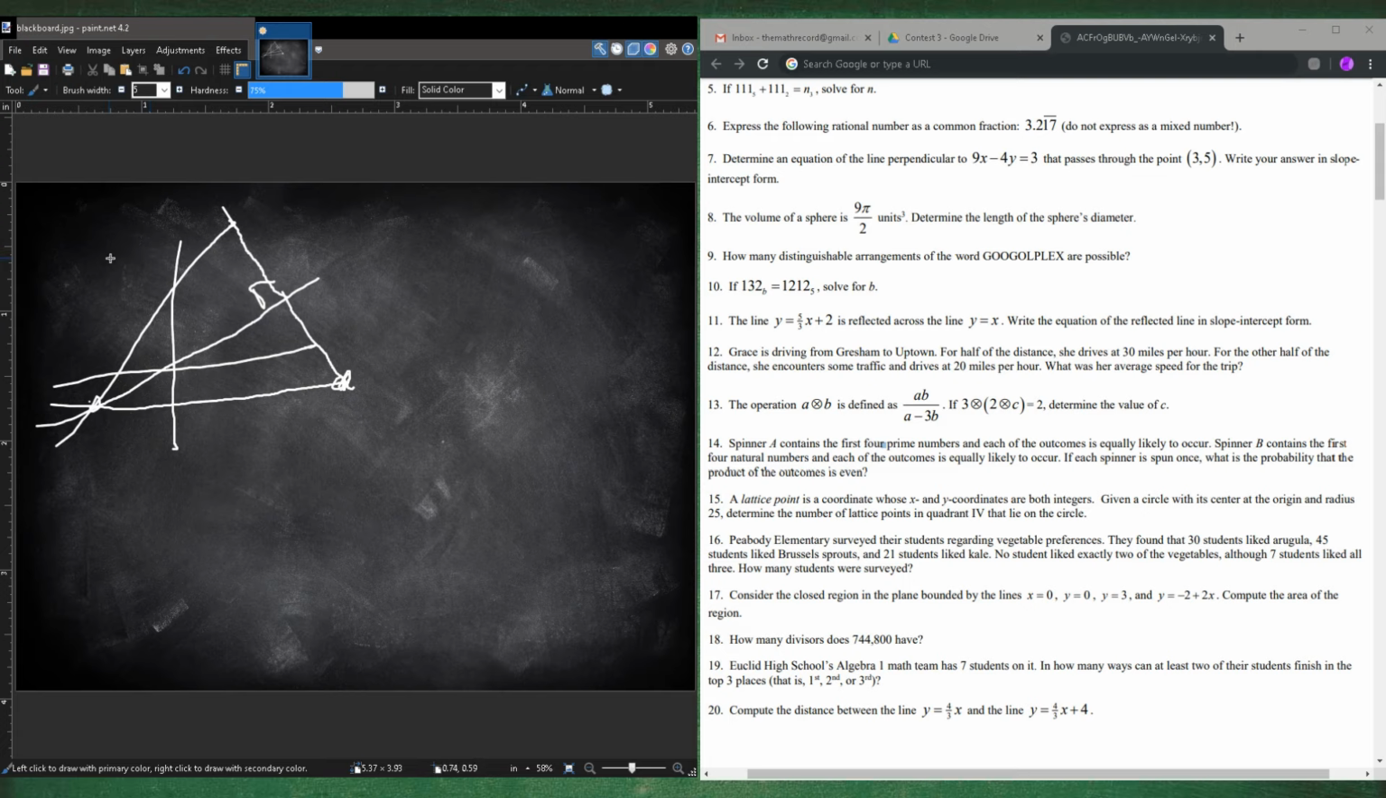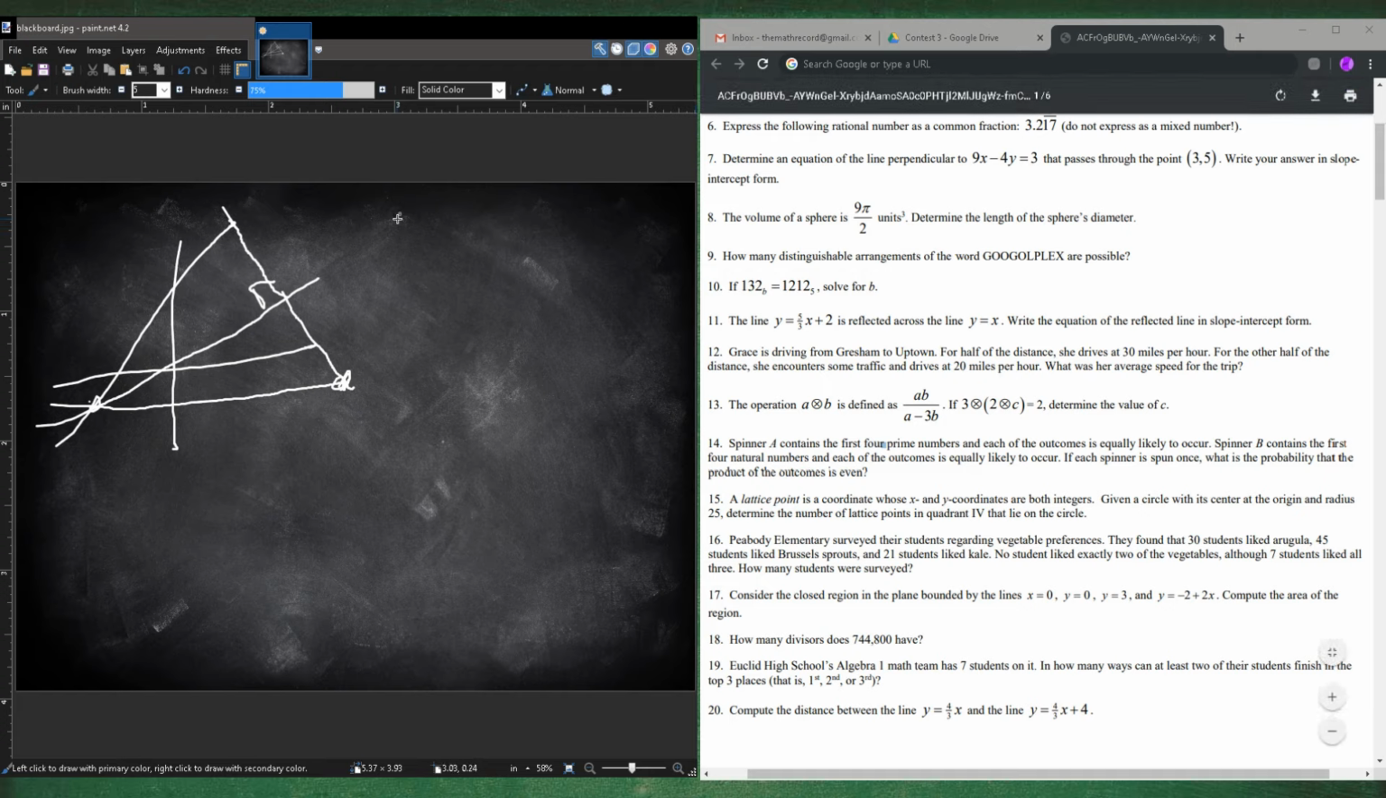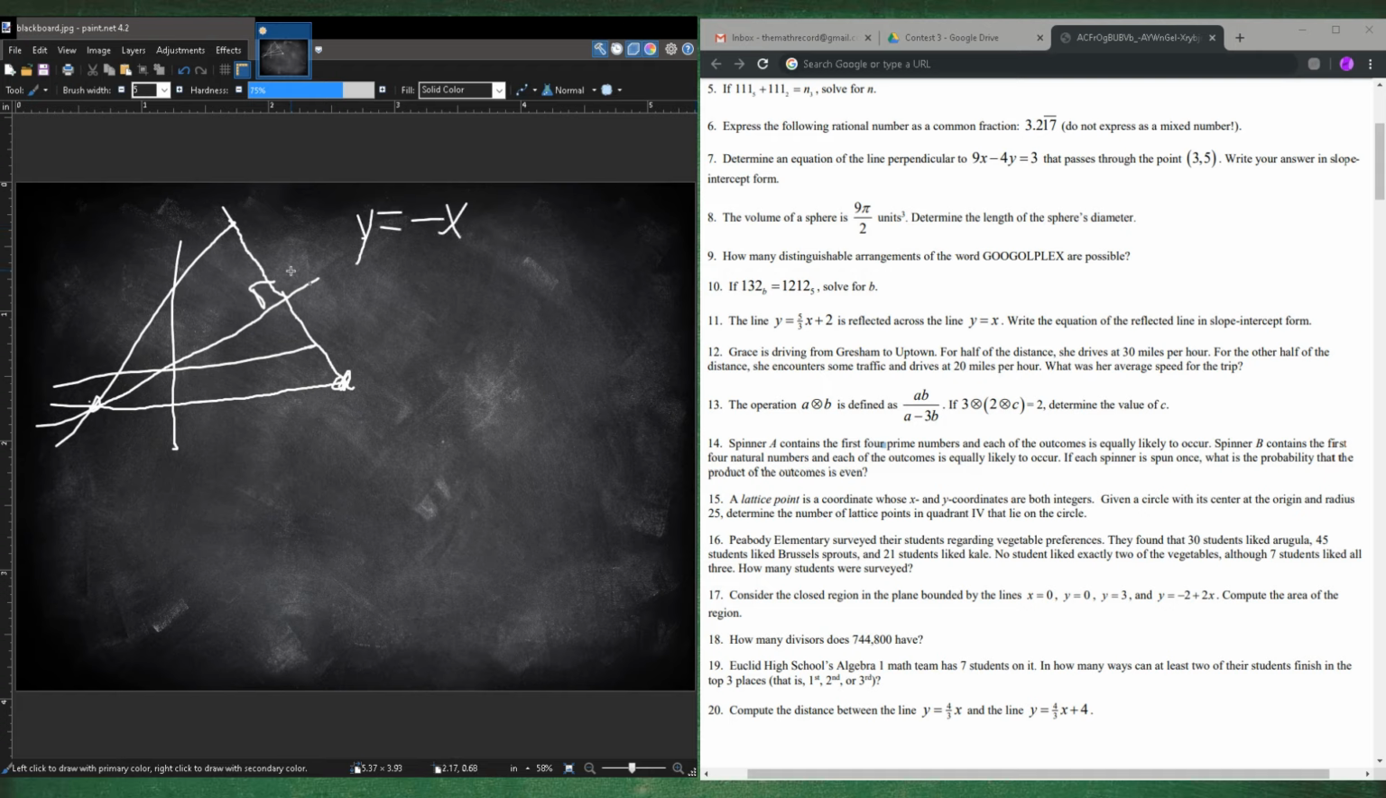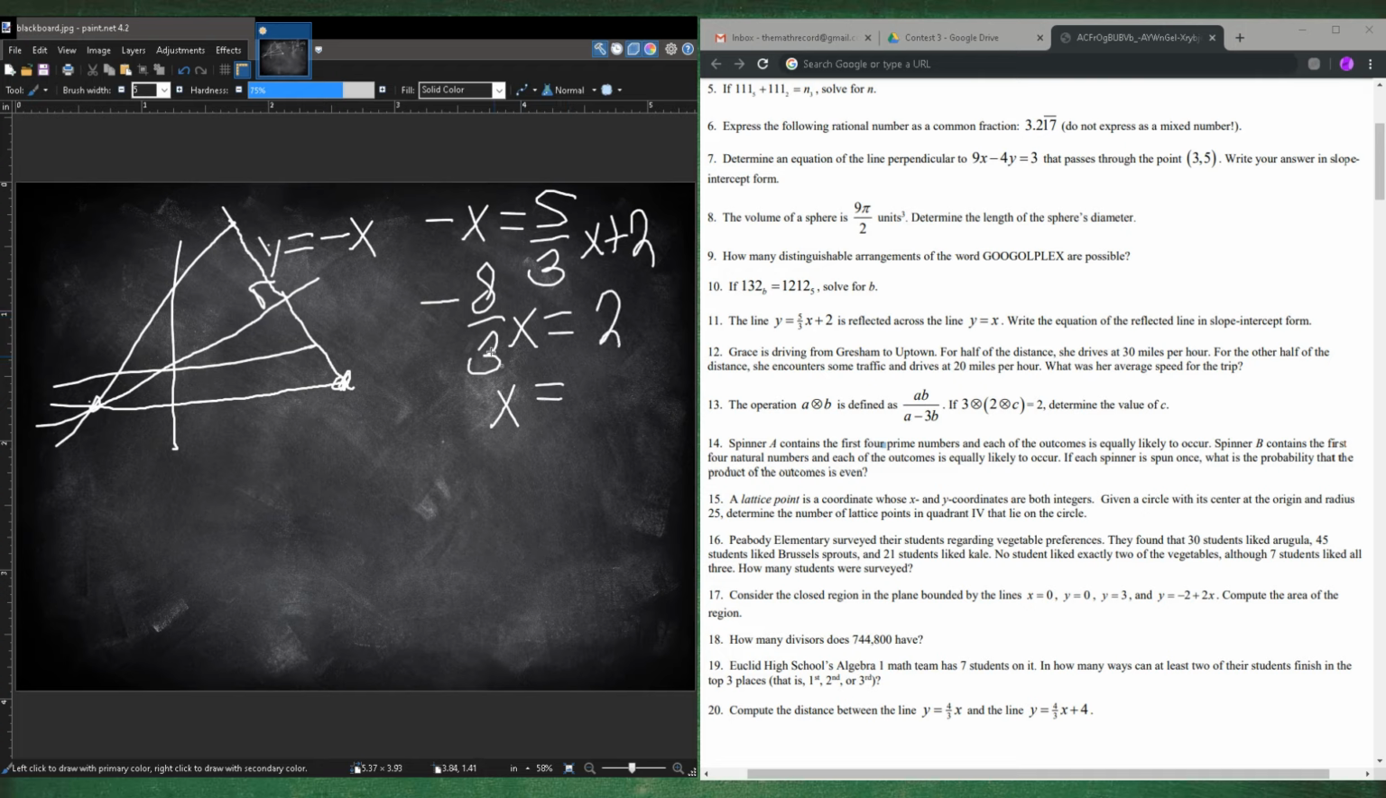So the equation that we're going to use for the line perpendicular to y is equal to x is y equals negative x. So I'll write it right there. Y is equal to negative x. So using that, we need to find out when y is equal to 5 over 3x plus 2 intersects y is equal to negative x. So negative x is equal to 5 over 3x plus 2. And then we got negative 8 over 3x is equal to 2. So x is equal to negative 3/4.